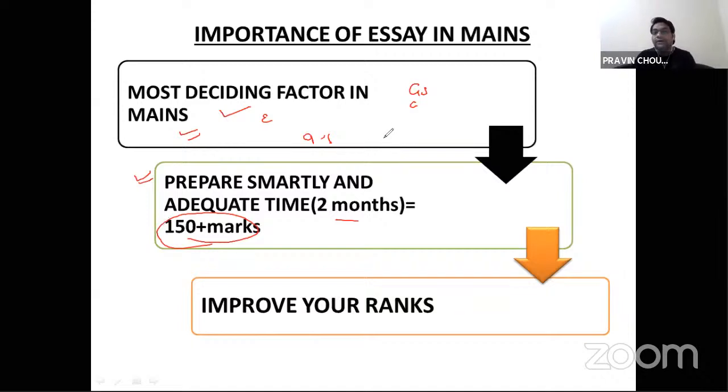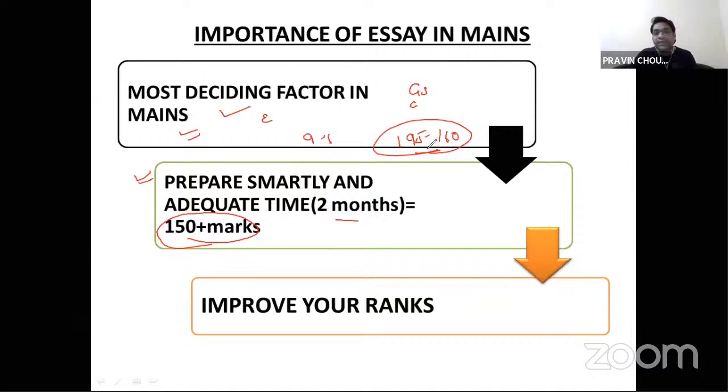Those who have a good rank, like under 20 or under 50, you will see that their marks in essay are somewhere around 145 to 160. This is considered good marks in the UPSC main examination. The students who qualified achieve good ranks.